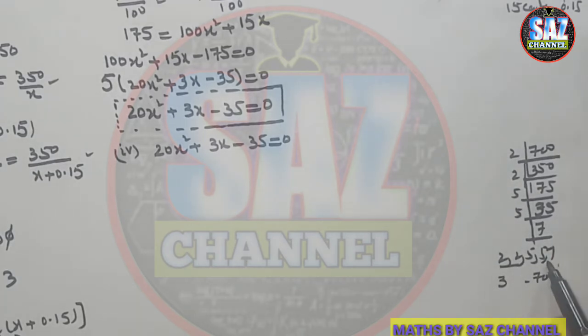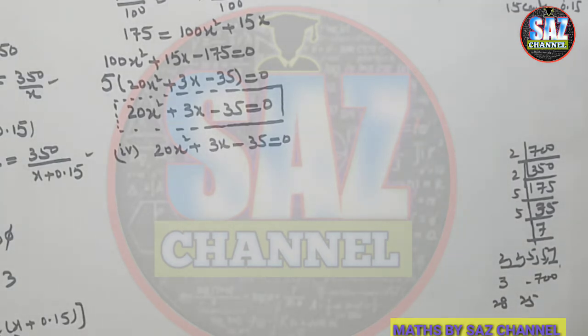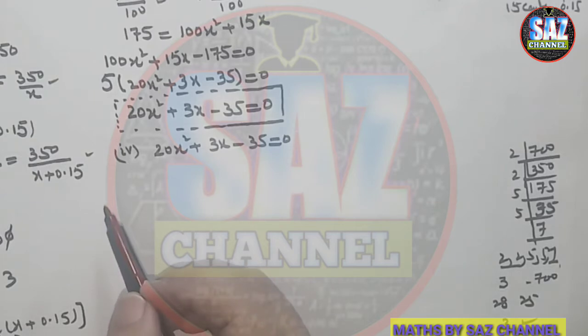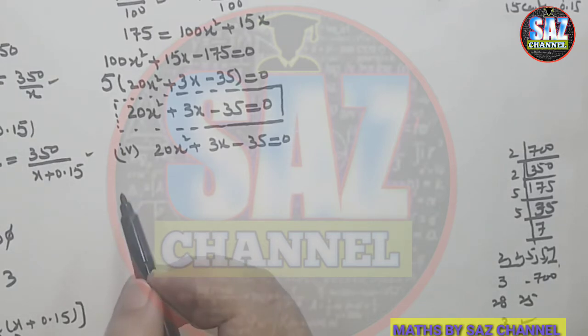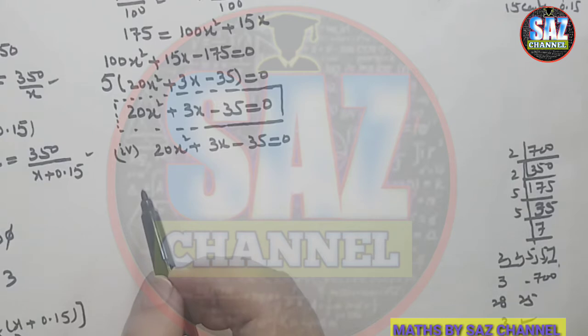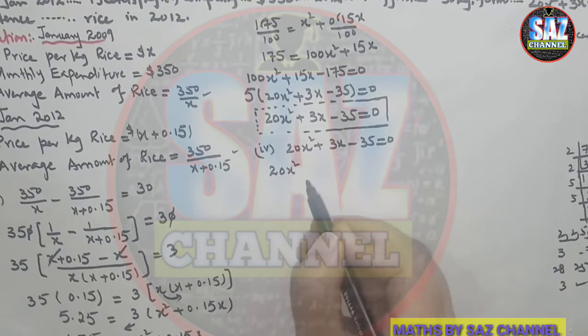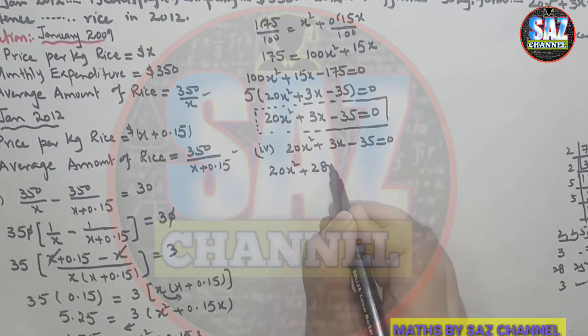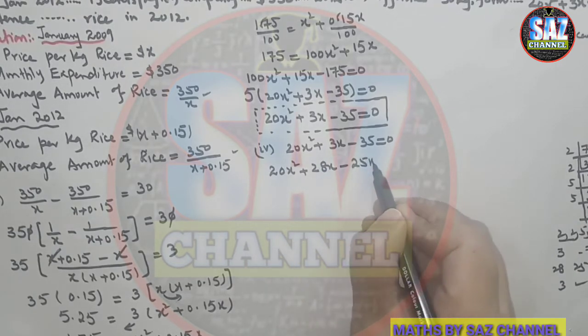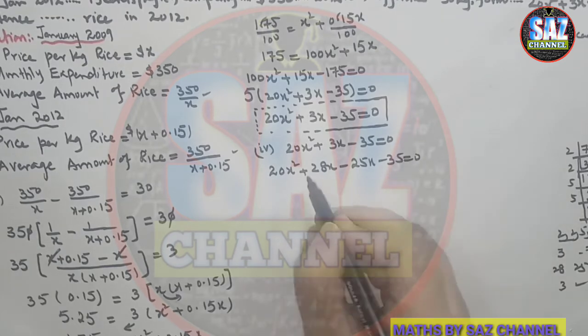If I'm taking 28 and 25, 28 minus 25 can give me 3. And 28 multiplied by 25 can give me 700. So we should have a good grasp on the method. If you find any difficulty in understanding the method of trial, you can watch my lesson, for which I'll give the link in the description box. So my middle term can be written as 20x square plus 28x minus 25x minus 35 equals 0.